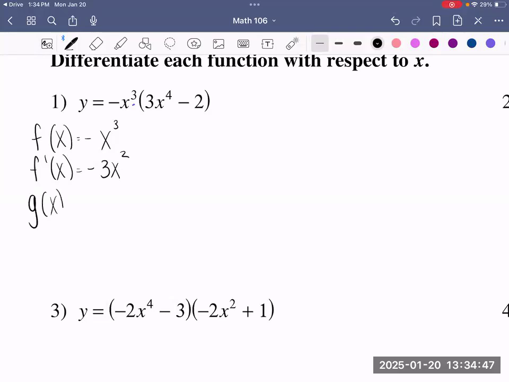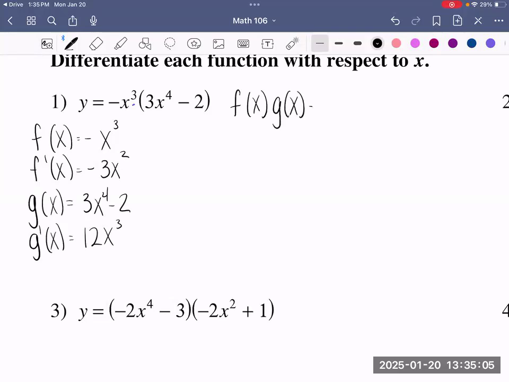Then the second set of parentheses will be your g of x. And we can go ahead and derive. Now, when it comes to the product rule itself, we have to remember that the product rule between f of x and g of x is equal to f prime of x times g of x plus f of x times g prime of x. So in short, the functions are each taking the time to derive and leaving the other one behind.